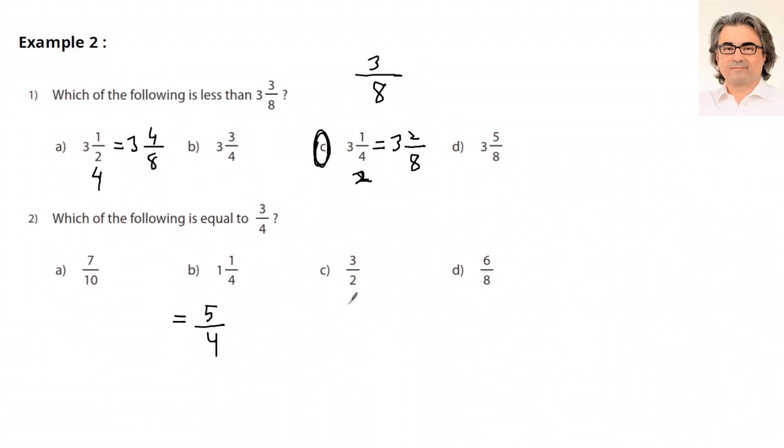What about this one? 3 over 4, 3 over 2. 3 over 2 is greater than 3 over 4 because we are dividing 3 by 2, which is less than 4. So choice C cannot be the solution. What about choice D? 6 over 8. Let's simplify it by dividing both numerator and denominator by 2. If you divide 6 by 2, you will get 3. If you divide 8 by 2, you will get 4. So it's equal to 3 over 4. So choice D is the solution for this question.